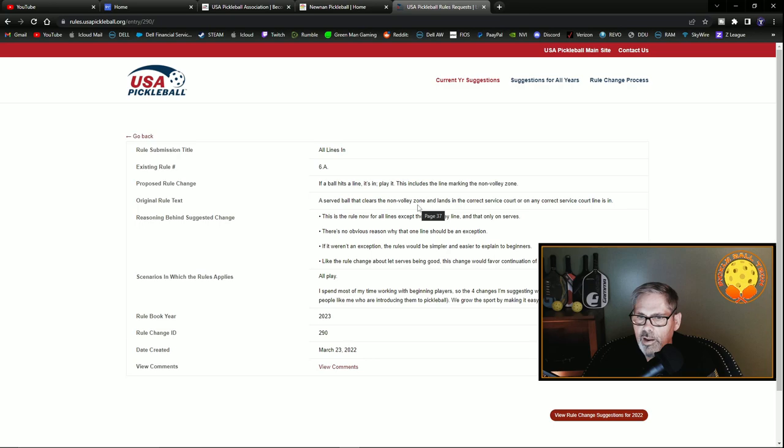Reasoning, let's look at his reasoning. This is the rule now for all lines except the non-volley line. And that's only on serves. There's no obvious reason why that one line should be an exemption. I think it is obvious. Well, maybe not. I don't know. We'll see. If it weren't an exception, the rules would be simpler and easier to explain to beginners. Like the rule change about let serves being good.